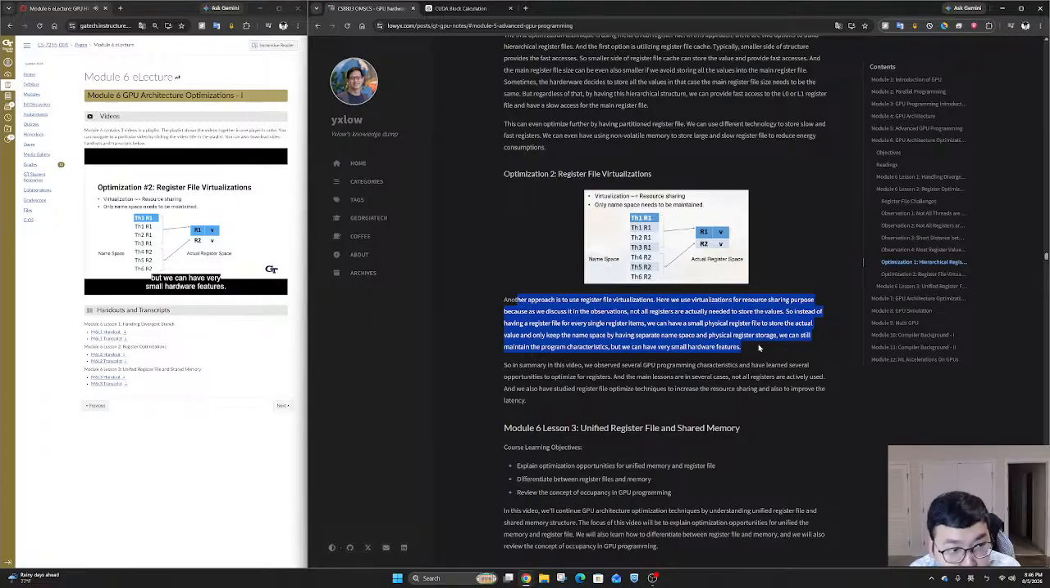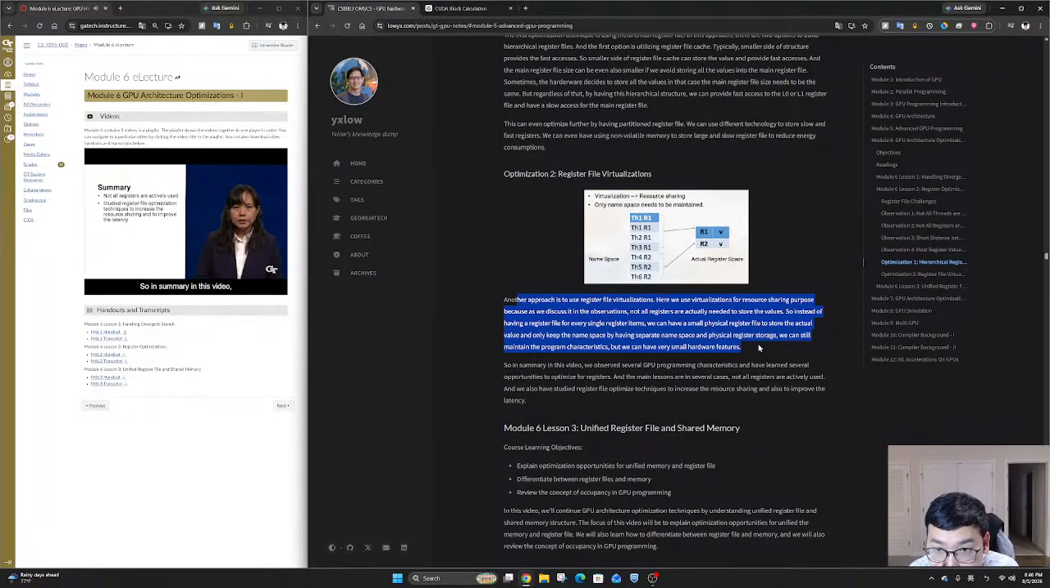So in summary, in this video, we observed several GPU programming characteristics and have learned several opportunities to optimize for registers. And the main lessons are, in several cases, not all registers are actively used. And we also have studied register file optimization techniques to increase resource sharing and also to improve the latency.